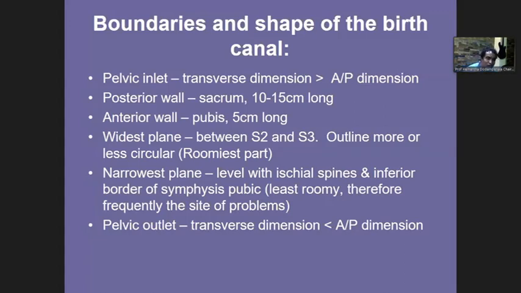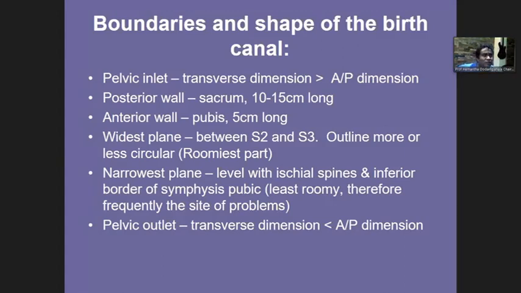If you look at the outlet, the transverse diameter is less than the AP diameter. That means the anteroposterior diameter is more than the transverse diameter. That is why the baby's head comes out in the anteroposterior direction. There is a rotation taking place. The head enters like this and then delivers like this. So very simple. God is not magic, it's something simple.